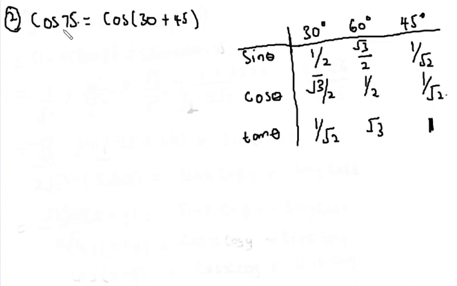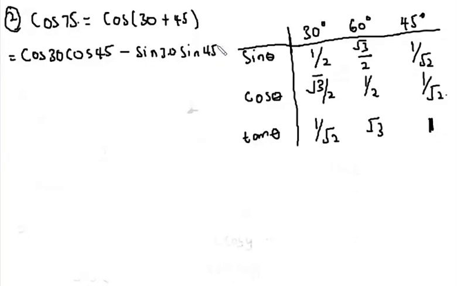Okay, so the sum and difference formula for this should be equal to cos 30 cos 45 minus sine 30 sine 45.